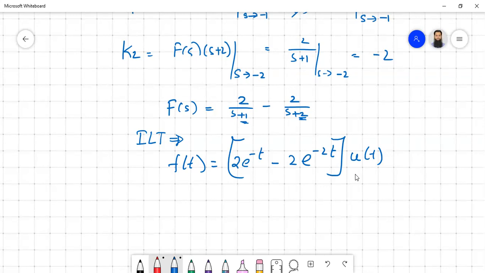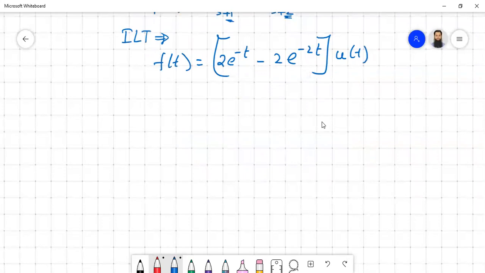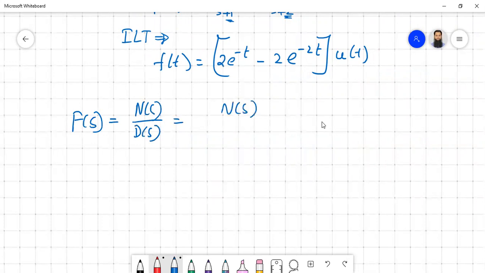Okay, so this is how to deal with the scenario like that. Now, in general, how to deal with the generalized case. So in case of the generalized scenario, say we have a general equation like F(s) equal to numerator(s) by denominator(s). Because we don't care about the numerator, we just try to find out the denominator.